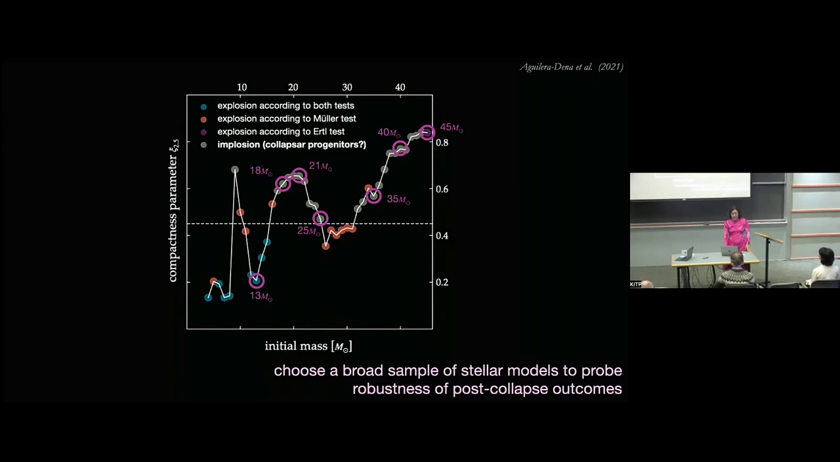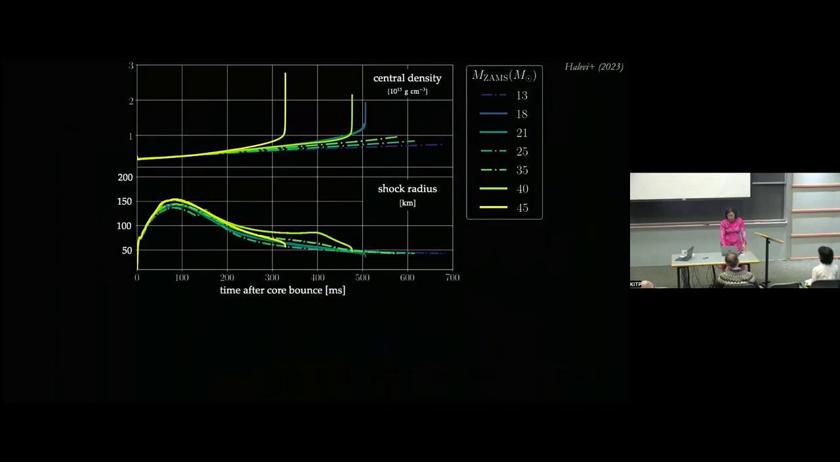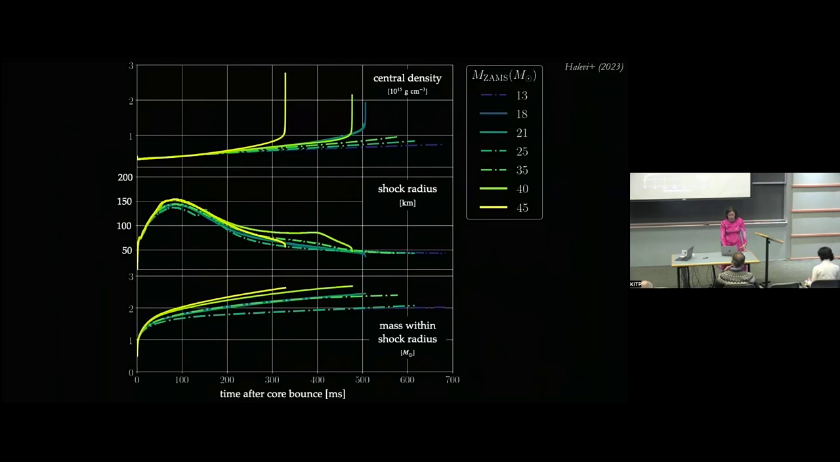I ran them through a 1D but dynamical general relativity code that includes neutrino transport to model their collapse all the way to black hole formation. So here you're seeing the time after the supernova or the core bounce and the central density of these stars, and you see some of them shoot up exponentially. That's the formation of a black hole, and those are going to be the stars that are likely collapsar progenitors. This is also showing the shock radius, so all of these have failed supernova explosions and turned back.